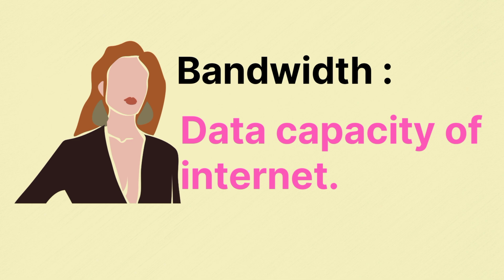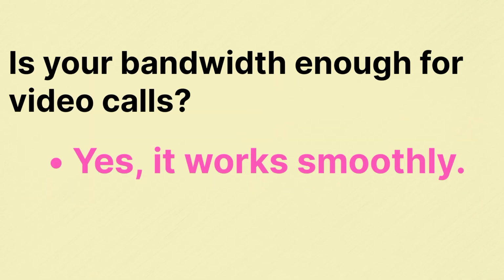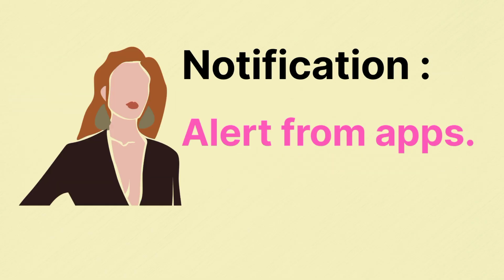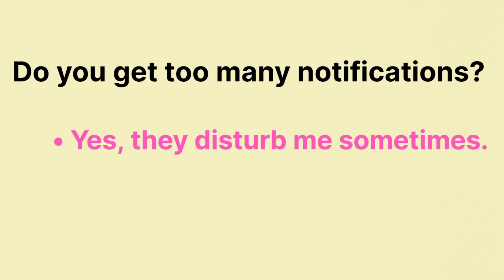Bandwidth. It means a data capacity of internet. For example, is your bandwidth enough for video calls? Yes, it works smoothly. Notification. Alert from apps is known as notification. For example, do you get too many notifications? Yes, they disturb me sometimes.